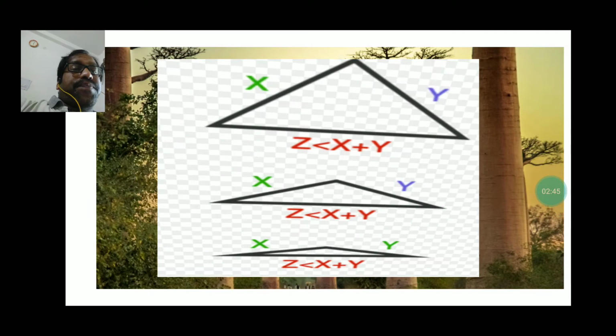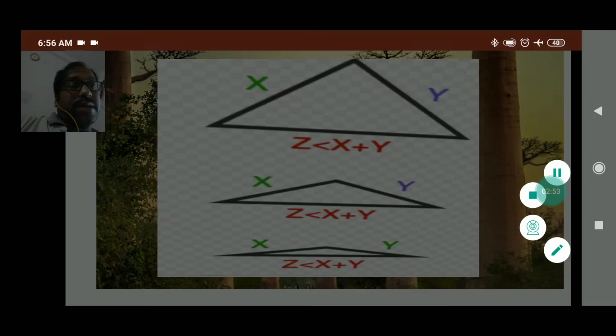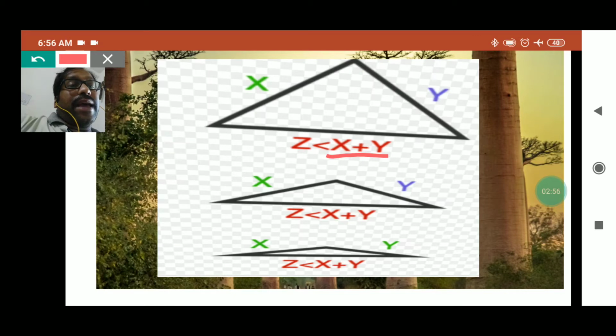One more is there, that is, the sum of two sides is always greater than the third side. In a triangle, see, x plus y is greater than z, or you can say z is less than x plus y. Similarly, here also, z plus x, two sides, so y is less than z plus x. So always remember that the sum of two sides is always greater than the third side, and the third side is always less than the sum of the two sides. So these are the inequalities we have read.